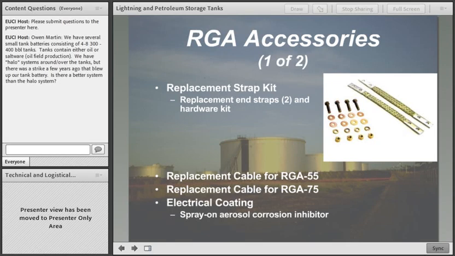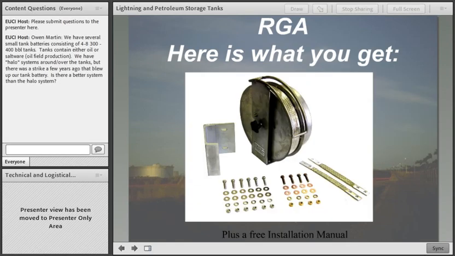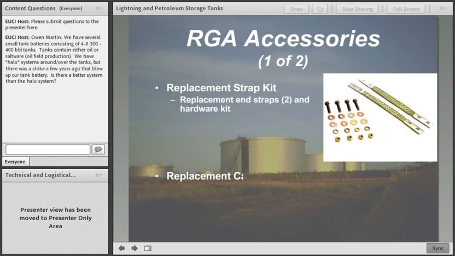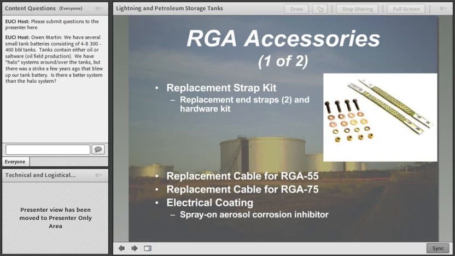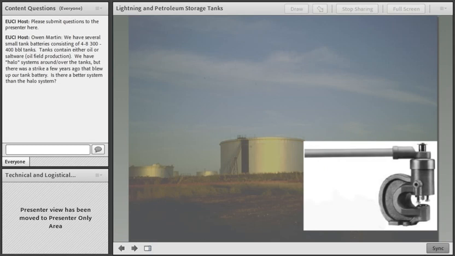So, like I said earlier, we manufacture the RGA. Here's what you get if you were to buy one. Here's the spring-loaded cable, and it has a flat braided strap, which is connected to the floating roof using these bonding straps here. Also, several accessories are available, such as replacement strap kits or replaceable cables for the RGAs.